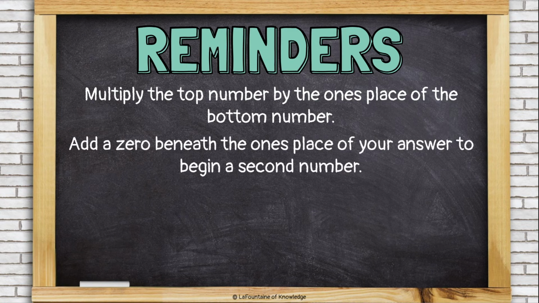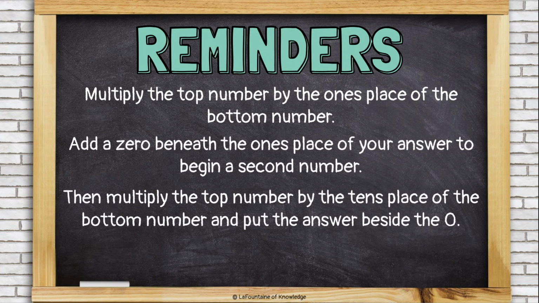Let's review. Multiply the top number by the 1's place of the bottom number. Add a 0 beneath the 1's place of your answer to begin a second number, and then multiply the top number by the 10's place of the bottom number and put that beside the 0. Finally, just add the two numbers together.